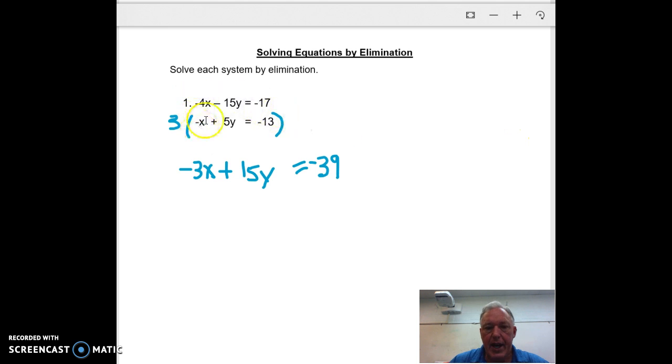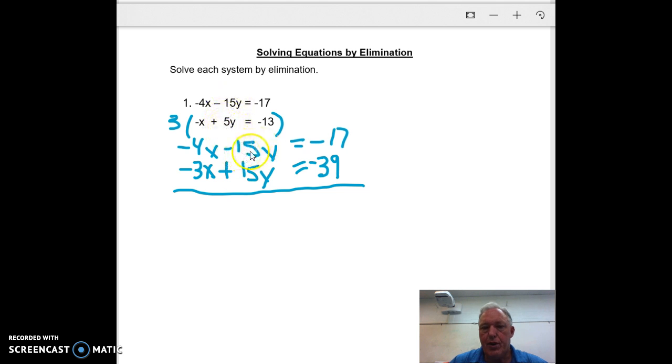Now we're going to go ahead and bring the top equation down. We have negative 4x minus 15y equals negative 17. Okay? And now we're going to do the elimination process like we did before.